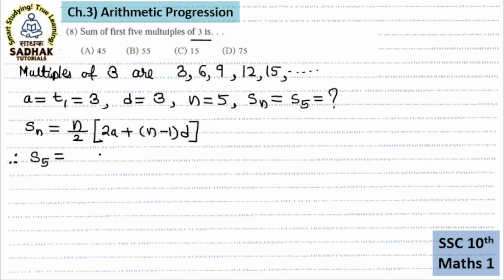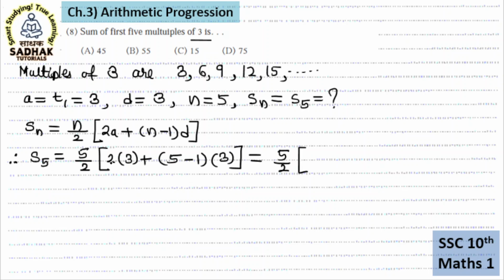So here we have to find out S5, sum of first 5 multiples. So n is equal to 5. So 5 upon 2 bracket 2 multiplied by a. a is 3 plus n minus 1, n is 5, and d is equal to 3. Okay, so what will that give us? That will give us 5 upon 2 bracket 2, 2 3s are 6, plus 5 minus 1 is 4, so 4 will be multiplied by 3.